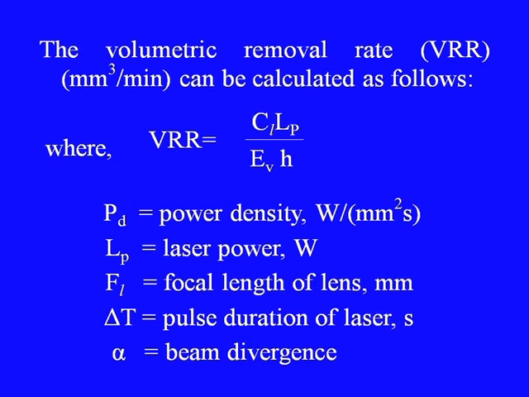The volumetric removal rate, also called VRR, in millimeter cube per minute can be calculated as CL into LP divided by EV into H, where PD is the power density, which is expressed in watt per millimeter square second. Then LP is the laser power in watt. FL is the focal length of the lens, in millimeter. Del T is the pulse duration of the laser, expressed in second. And alpha, as we have already defined, is the beam divergence.